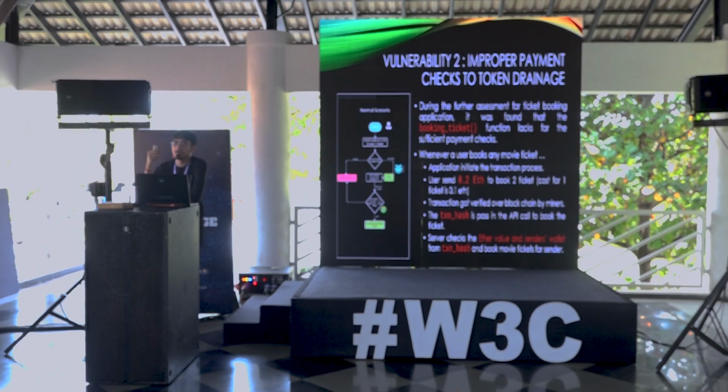Now let me tell you one interesting story. While accessing the web application, we identified that the backend was lacking a proper check for this kind of function. So we initiated a self transaction, and we found that the backend is only checking the sender's address and the value of the Ethereum that they have sent, but they are not checking the receiver's address. So we manipulated the process. We made a self transaction of 0.4 Ethereum, and with the help of the 0.4 Ethereum transaction ID, we passed that ID into the book ticket function.